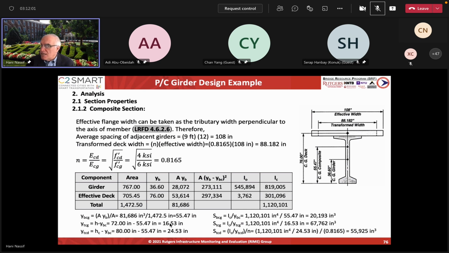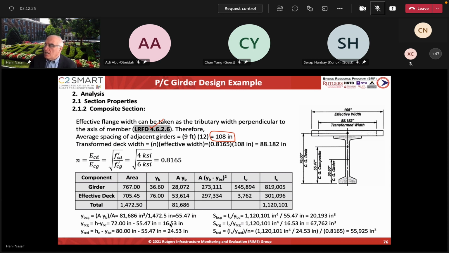The average spacing of the girders, in this case, is 9 feet. So that would be the effective slab. This is what we call the effective flange width, which is 108 inches. So you do all of those. These are provisions in the article. If you look at this article, it changed maybe 14 years ago even.